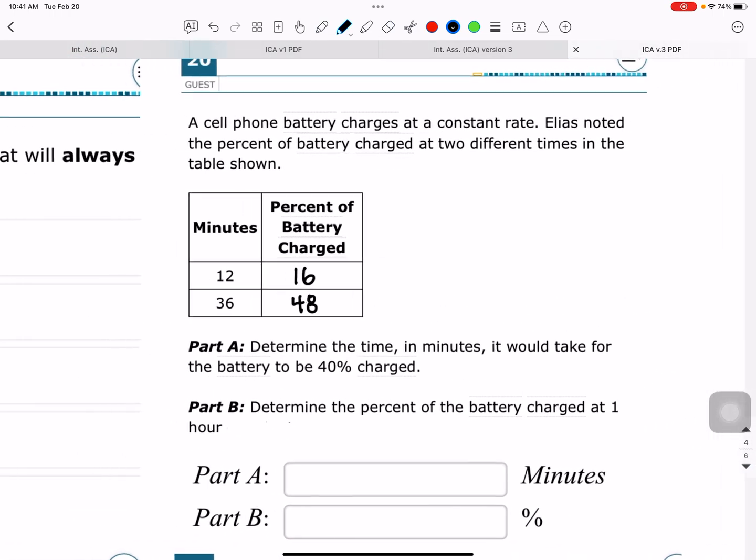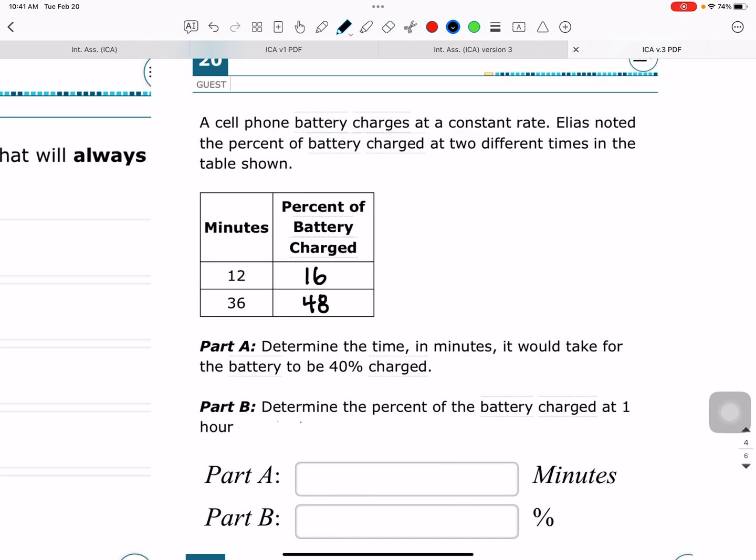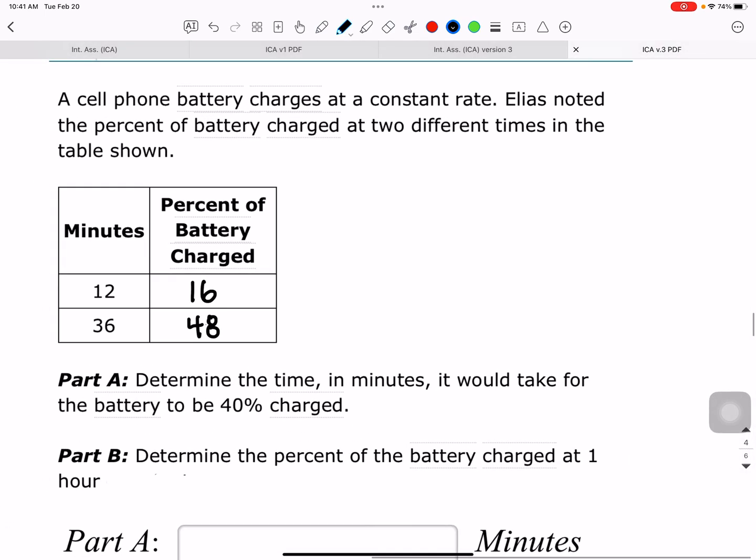All right, 20. This problem is pretty tough. We have an XY chart. This is minutes. This is percent. So this is minutes. This is percent. But basically, it's an XY chart.